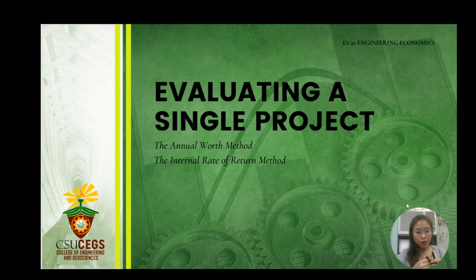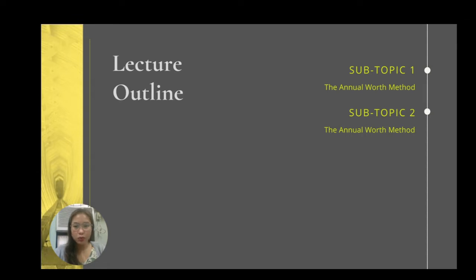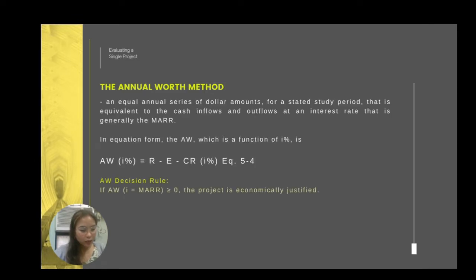Hi guys. We have two subtopics for today, and that would be the annual worth method and the IRR, or the internal rate of return method. So first, let's talk about the annual worth method. The AW of a project is an equal annual series of dollar amounts for a stated study period that is equivalent to the cash inflows and outflows at an interest rate that is generally the MARR.